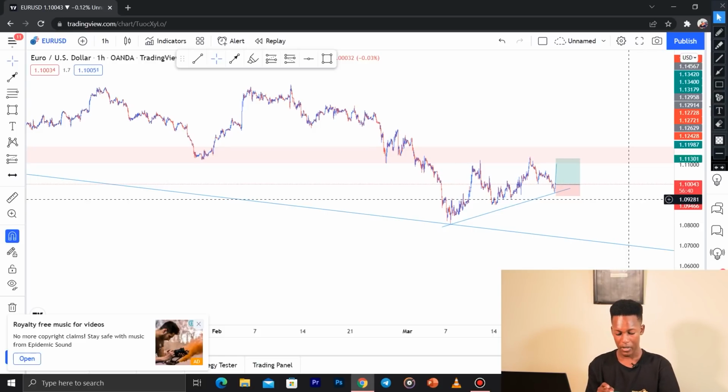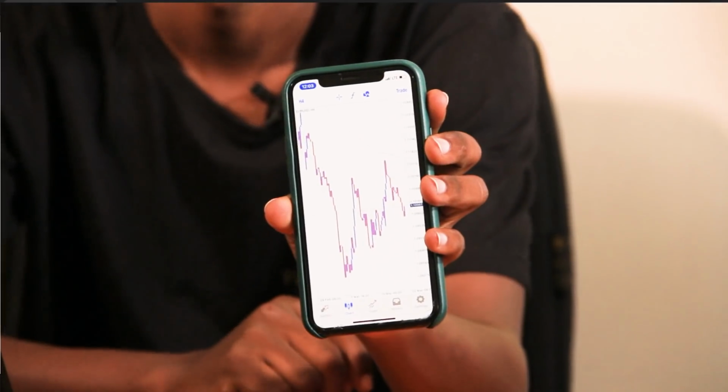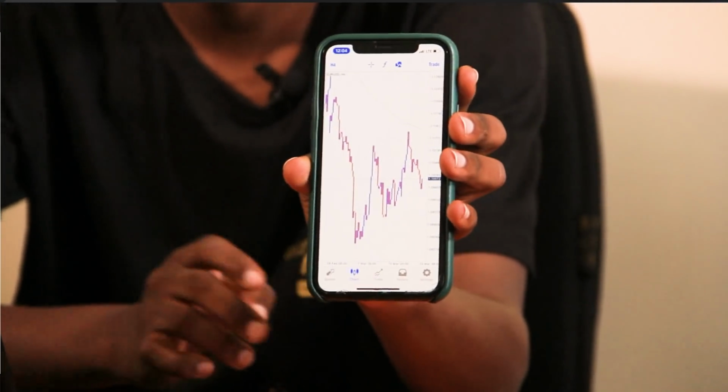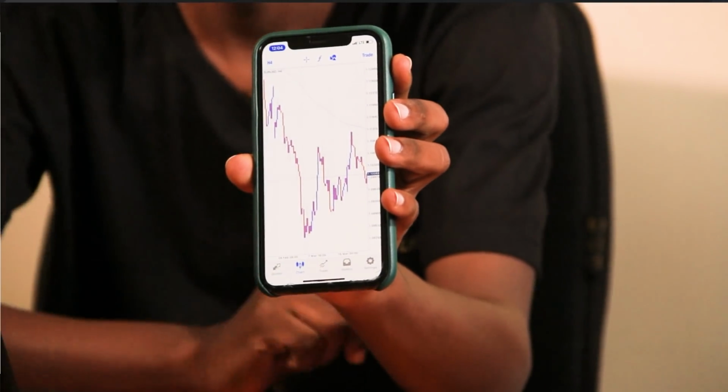So what I'm going to do is look for Euro USD. I do not have it in here. Let me show you real quick. Yeah. So this is how Euro USD looks like on my MT4. So I'm going to get my trades in.